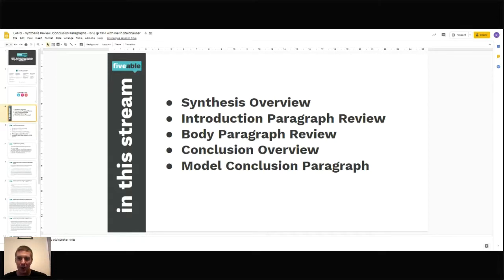So with all of that said, the only way to really prepare for the synthesis essay is to look at these models that we're going to look at tonight and then practice, practice, practice. It's not about quantity of reps, it's about quantity of quality reps. I tell my students that all the time.